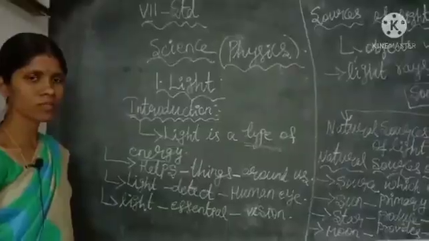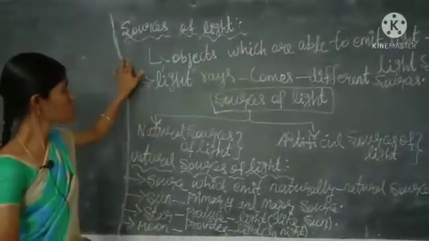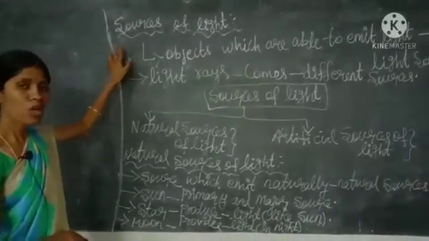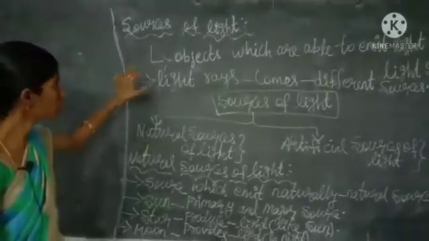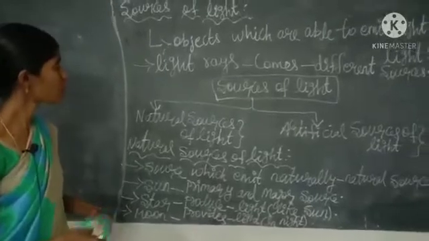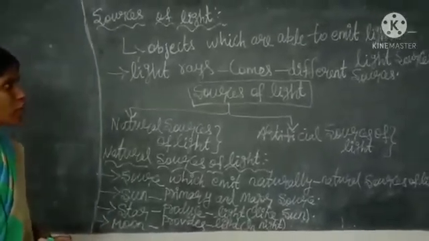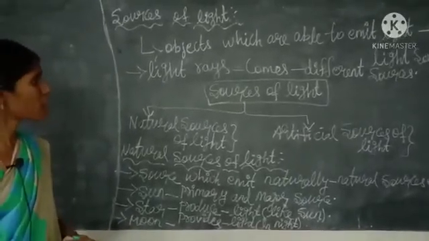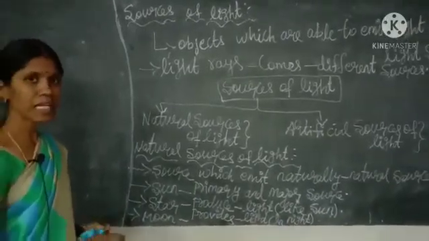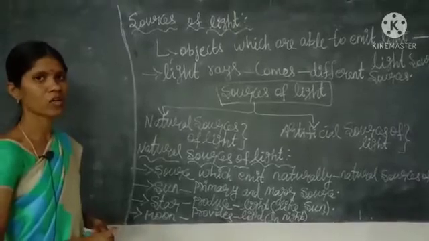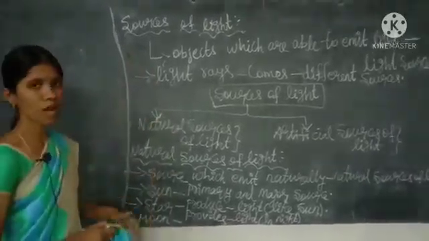Okay students, the next topic is sources of light. By the sources, light can be produced. The sources of light means the objects which are able to emit light. Any objects that emit or produce light are called sources of light.